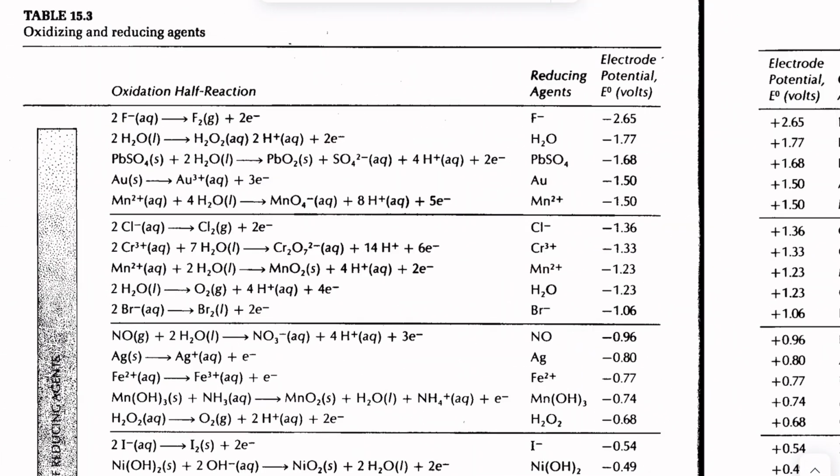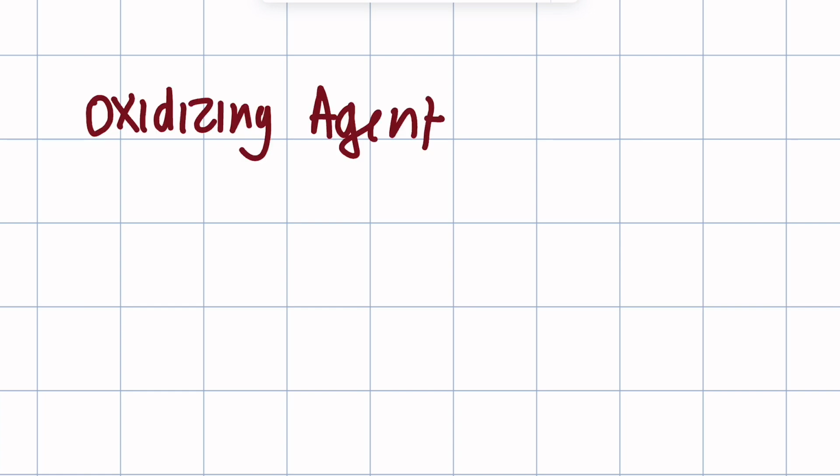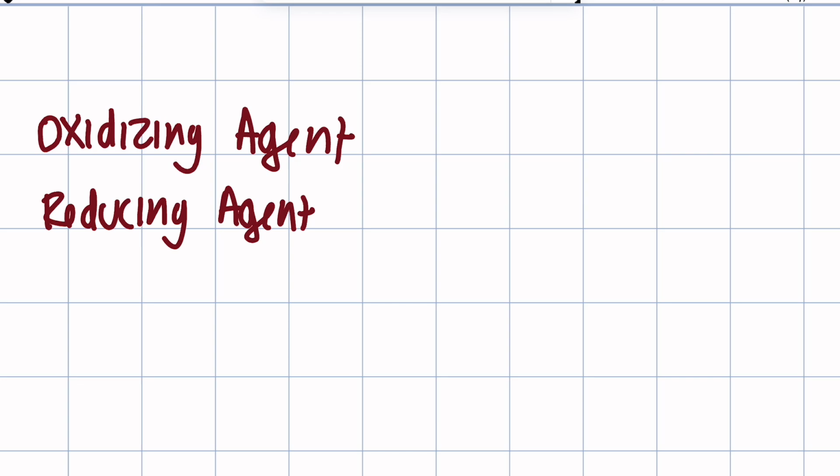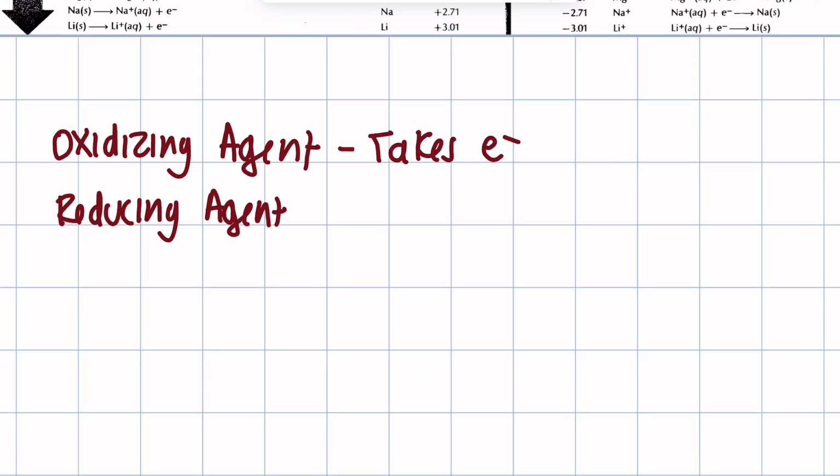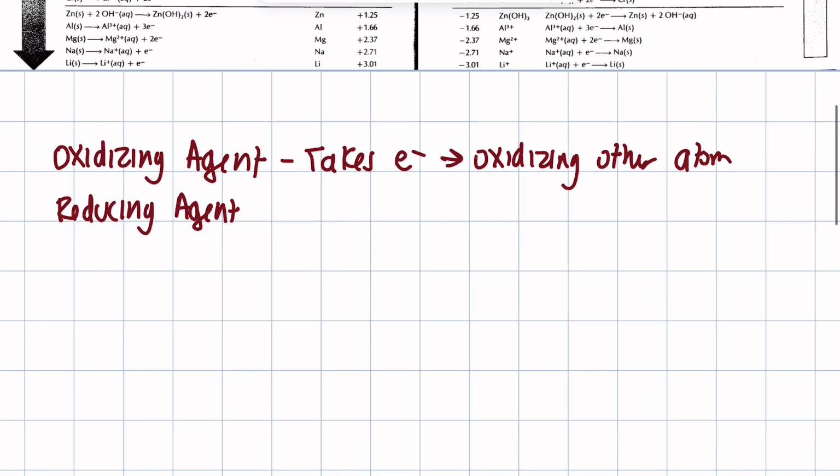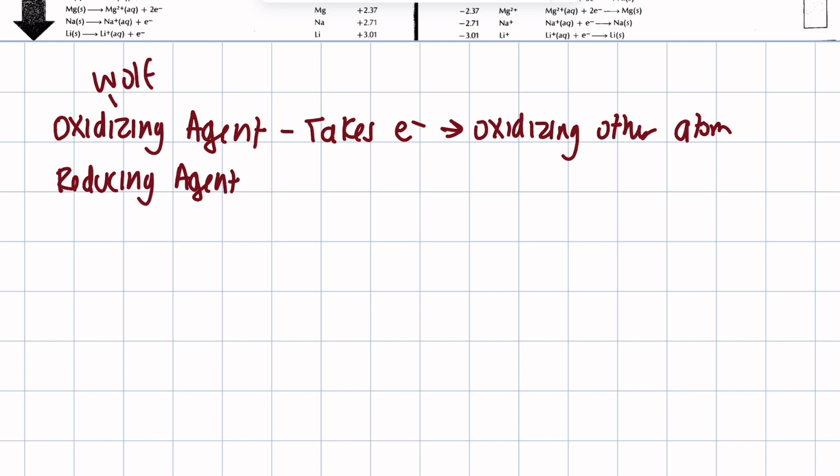So remember that in oxidation, the atom that is being oxidized is losing electrons, and the atom that is being reduced is gaining electrons. Some other terms to know would be oxidizing agent and reducing agent. The oxidizing agent takes electrons from something else, thus oxidizing the other thing. In this case, the oxidizing agent would be the wolf, and it undergoes reduction. Because it oxidizes something else, it has to take electrons and it's being reduced.